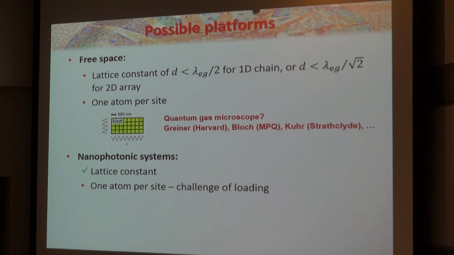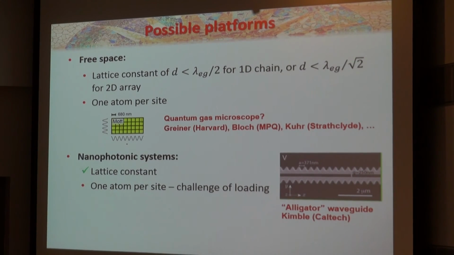If you want to do this kind of selective subradiance in nanophotonic systems, well, in that case, it turns out the lattice constant is pretty easy to realize. You can just create nanophotonic systems where the lattice constant of that structure itself is below lambda over 2 of free space. And then the challenge there is really, well, you can make these structures in lab.